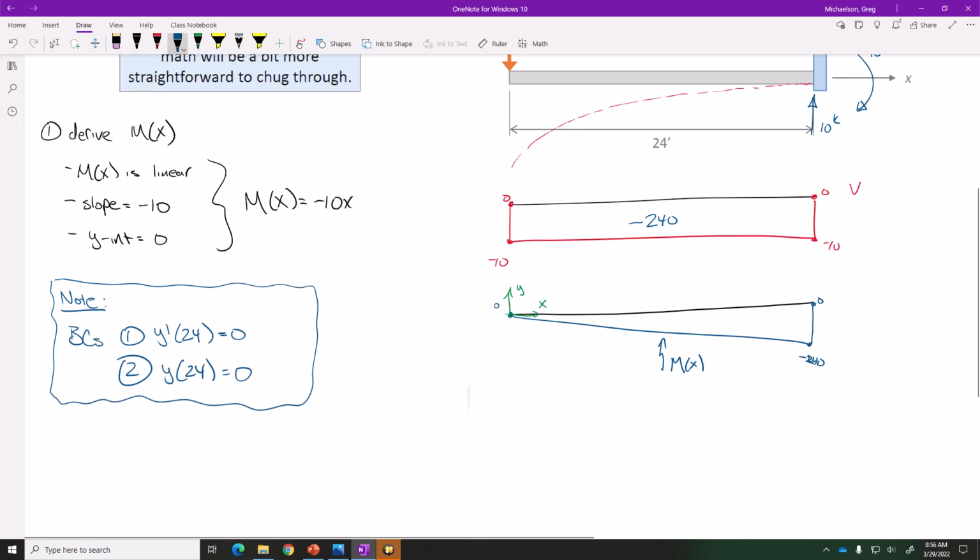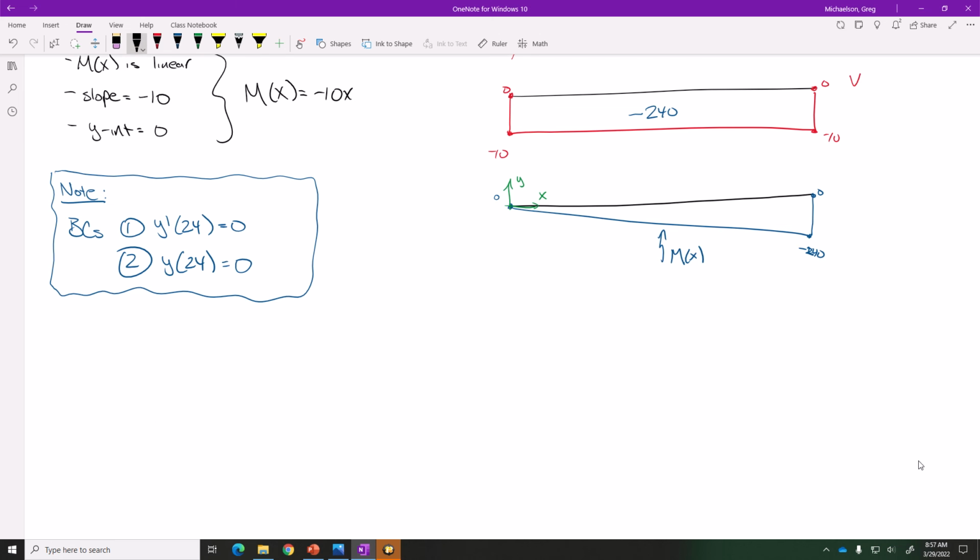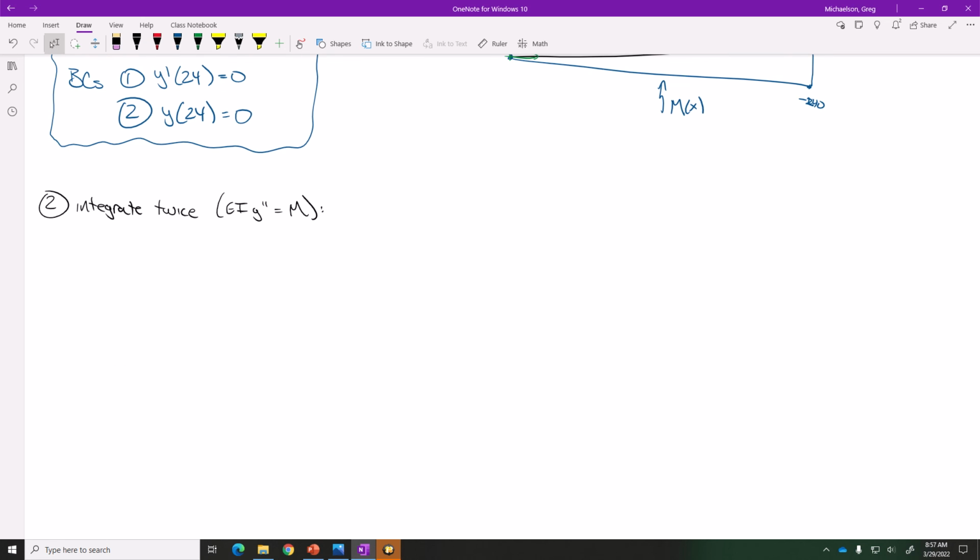Now, there's a reason that I wrote it in this order, that I wrote the derivative first. I wrote y prime first and this one second, and you'll see why in a second. All right, is everybody with me so far? Okay, so let's integrate twice. So EI y double prime is negative 10x.